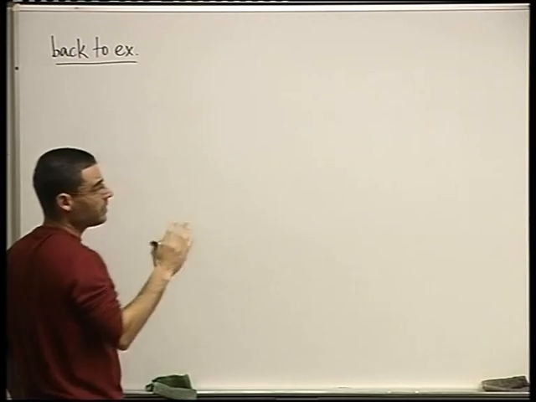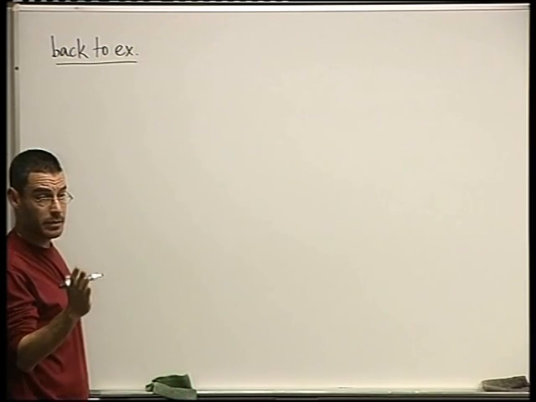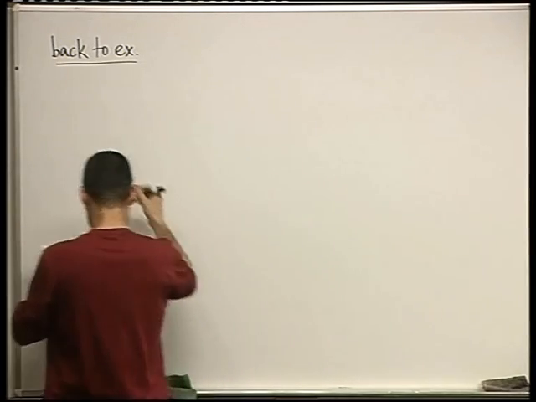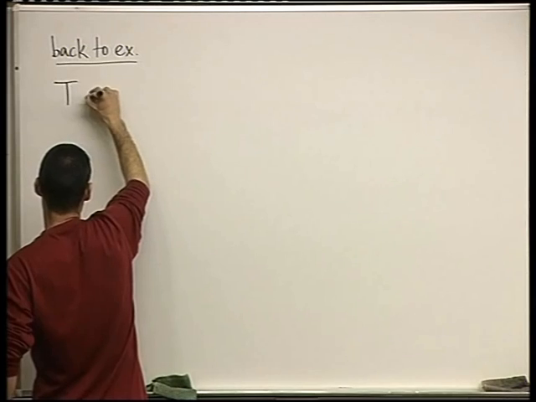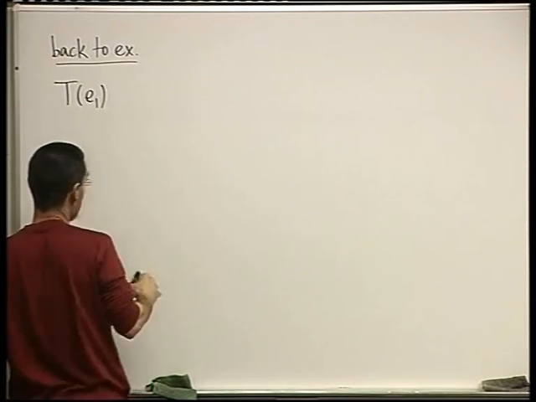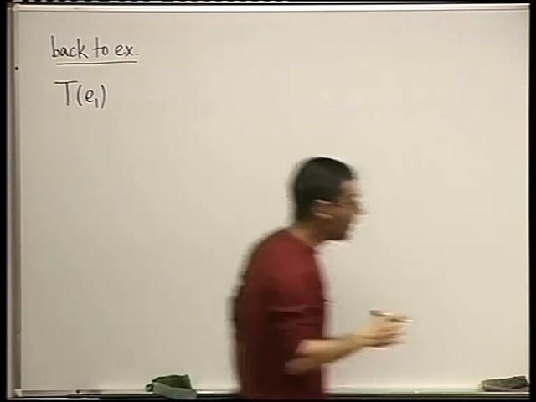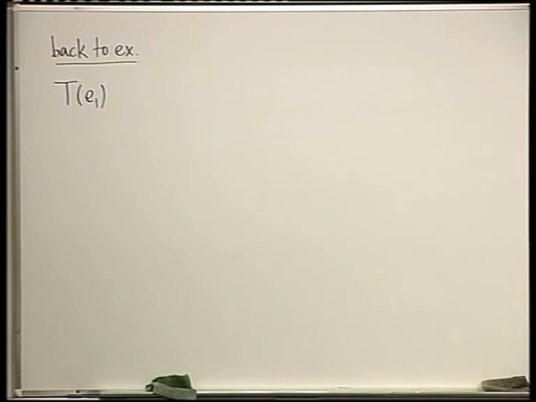So the example was the derivative, right? T of P of X is P prime of X. Okay, so what is T of E1? E1 was what? Let's look at the example again. This was our T from R3 to R3 given by T of a polynomial as its derivative.